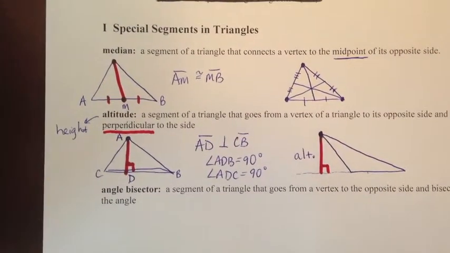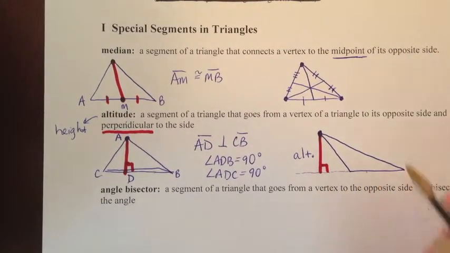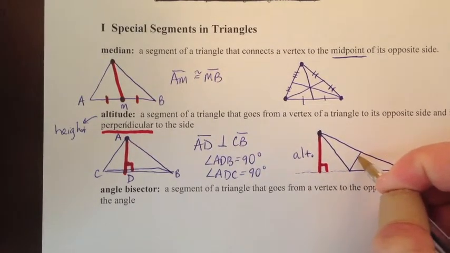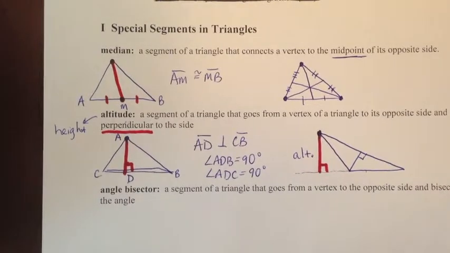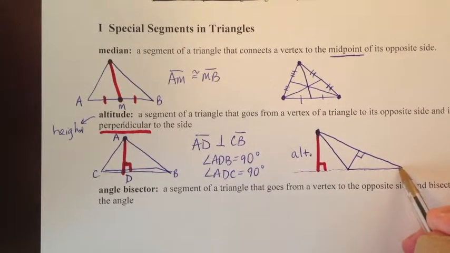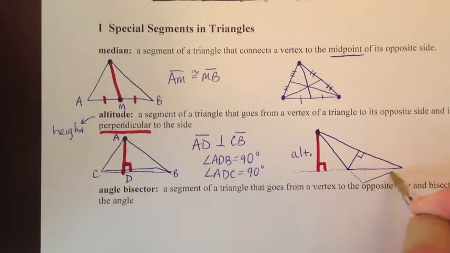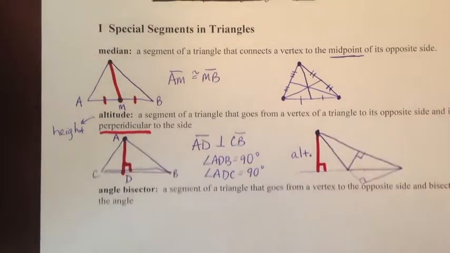And we could also draw an altitude from the other points. I could draw an altitude from here to the opposite side. That would be an altitude. And now from this point, I would have to extend this and then draw it like this. Okay?